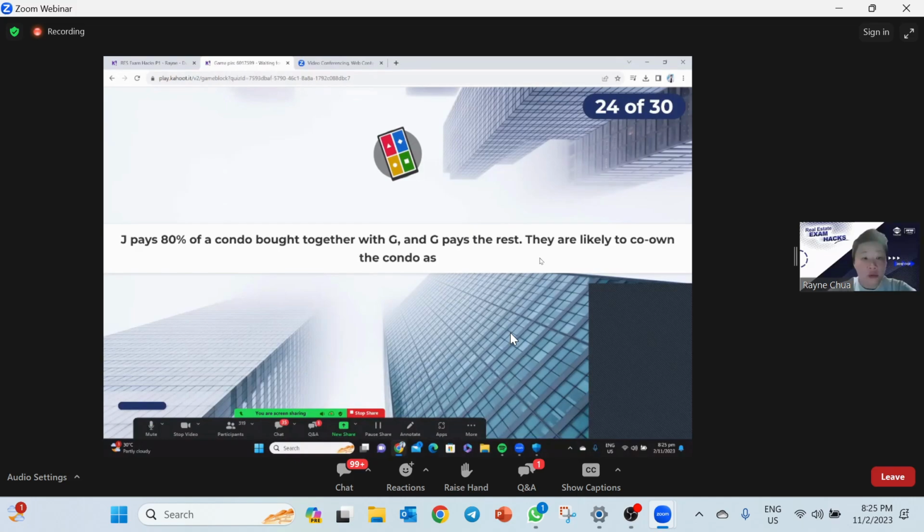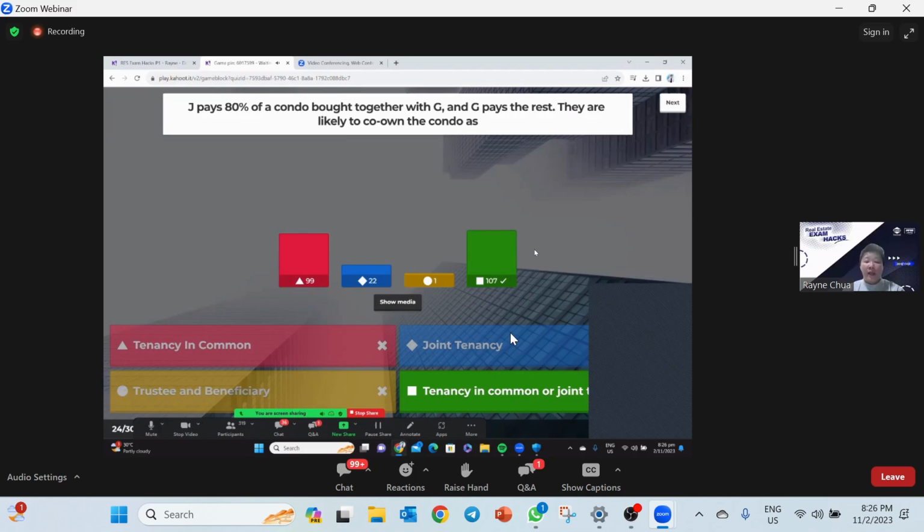Okay, read carefully. That's why I said earlier on to caution you to read carefully. So let's read the question again together. It says that J pays 80% of a condo bought together with G, and G pays the rest. They are likely to co-own the condo as what kind of tenancy: is it tenancy in common, or is it joint tenancy? Okay, so basically, let me give you an example.